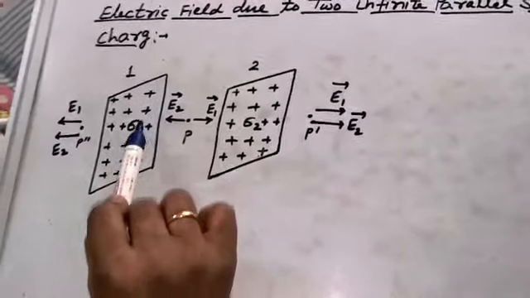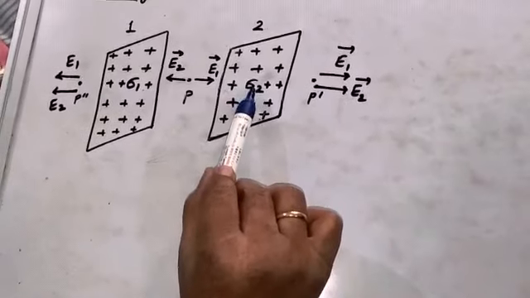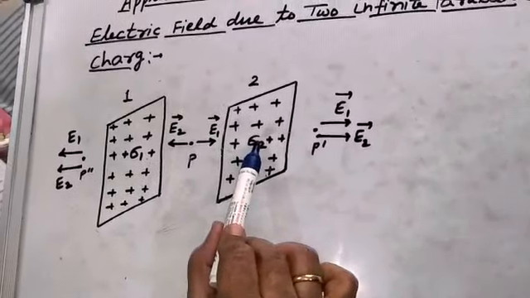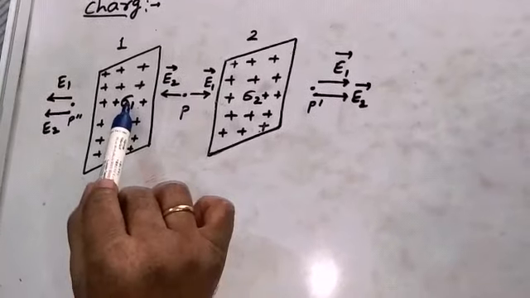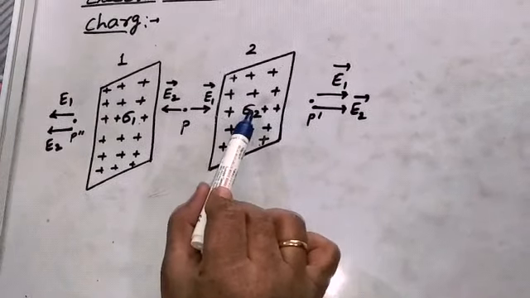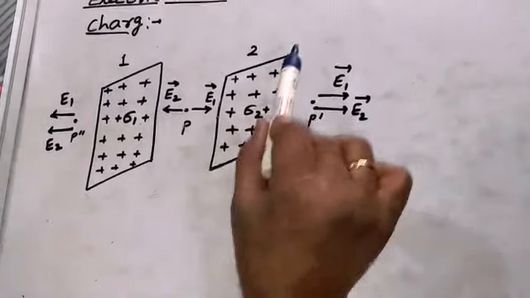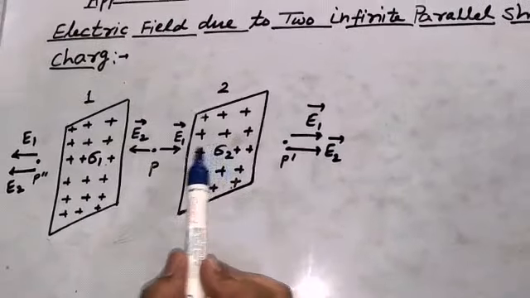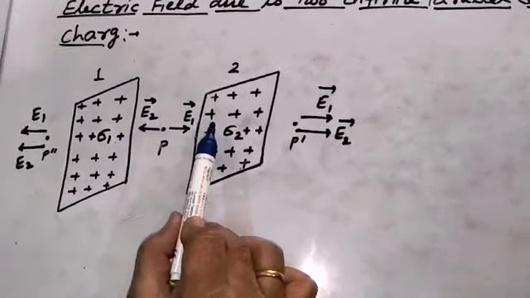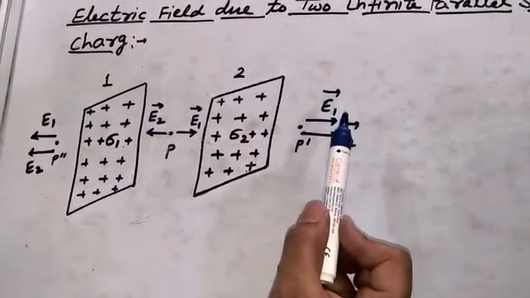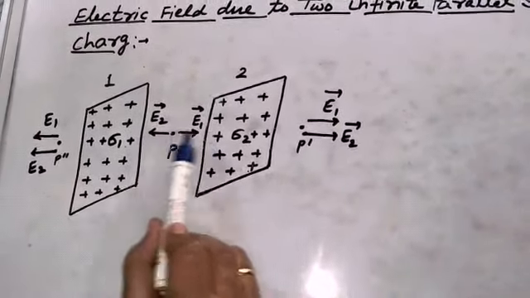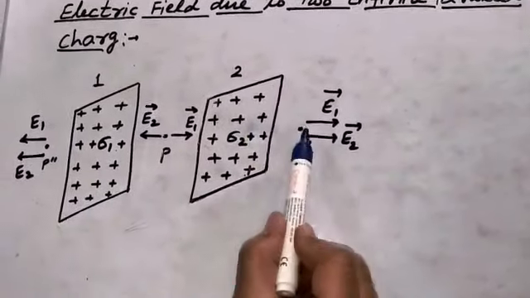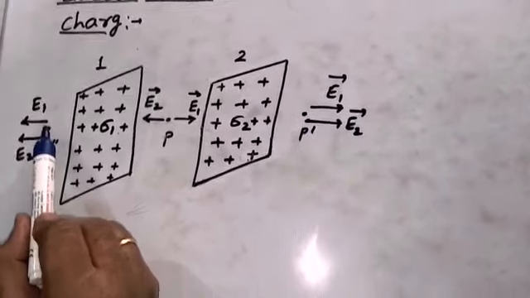Now let us consider two parallel sheets of charge having surface charge densities sigma 1 and sigma 2. Here I am taking different values of surface charge density, sigma 1 and sigma 2. And suppose both sheets are given a positive charge. Our aim is to find the electric field at any point between these two parallel sheets of charge and at any point outside the sheets. It means any point between these two sheets, either P, and outside the sheets, either P dash or P double dash.